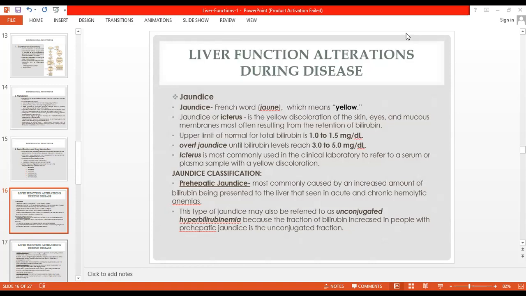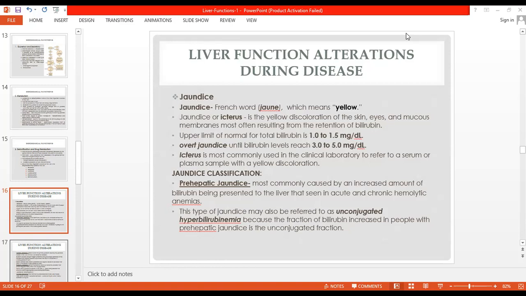Although the upper limit of normal for total bilirubin is 1.0 to 1.5 milligram per dL, jaundice is usually not noticeable to the naked eye, and is known as overt jaundice, until bilirubin level reaches 3.0 to 5.0 milligram per dL. Although the terms jaundice and icterus are used interchangeably, the term icterus is most commonly used in the clinical laboratory to refer to a serum or plasma sample with a yellow discoloration due to an elevated bilirubin level.